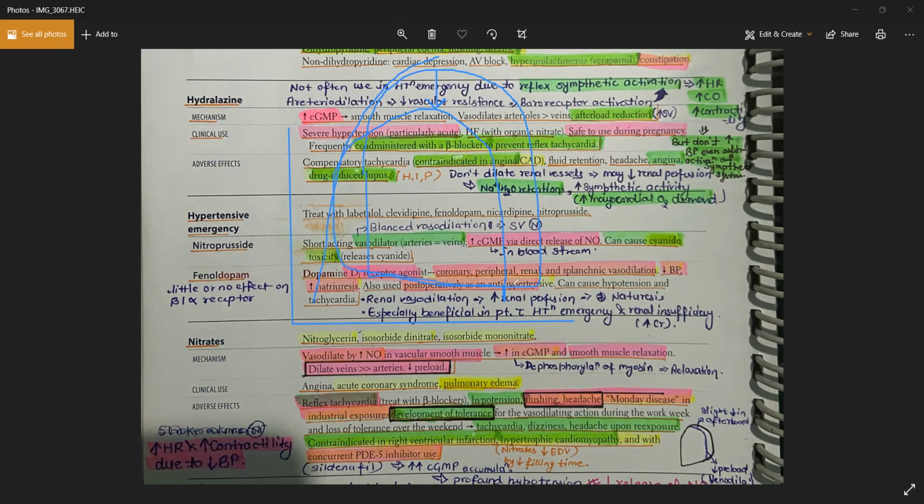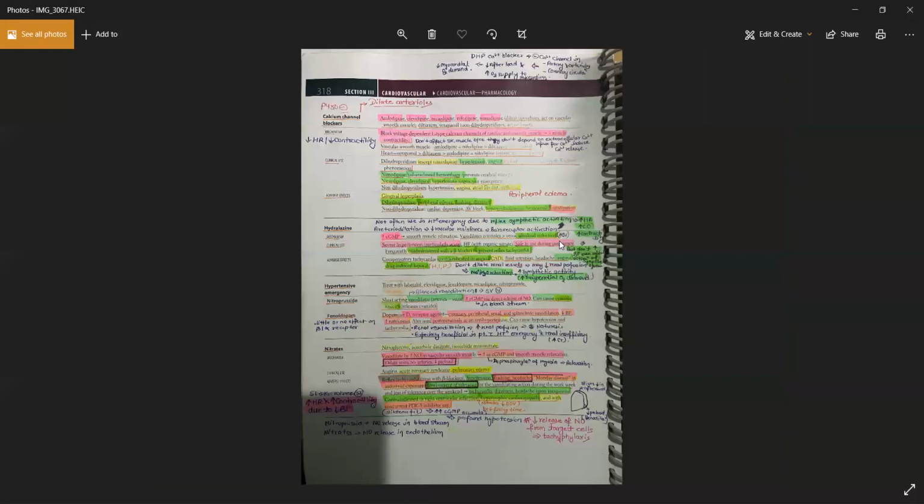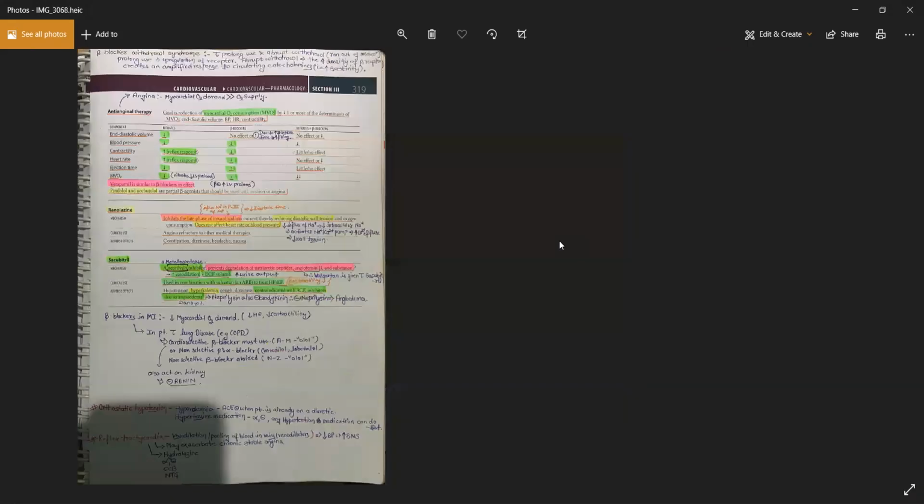Step 1 will ask you about the changes in the loop whenever you give any of these 3-4 drugs. So you must analyze for yourself. There is nothing to memorize on these graphs. If you understand the concepts, everything is good. Any doubt on this page?